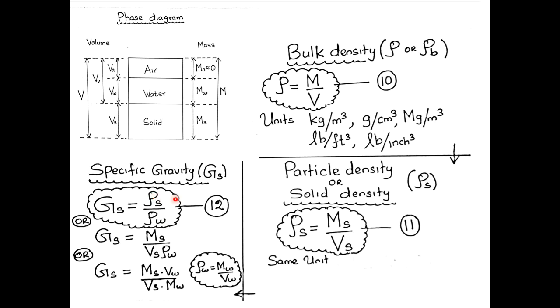Then rho S is equal to ms over Vs, mass of solid over volume of solid. Instead of rho S, we substitute ms over Vs. Then Gs is equal to ms over Vs into rho W. Or rho W is equal to mw over Vw, water density is equal to water mass over water volume. Again substitute for rho W: instead of rho W, mw over Vw goes up.